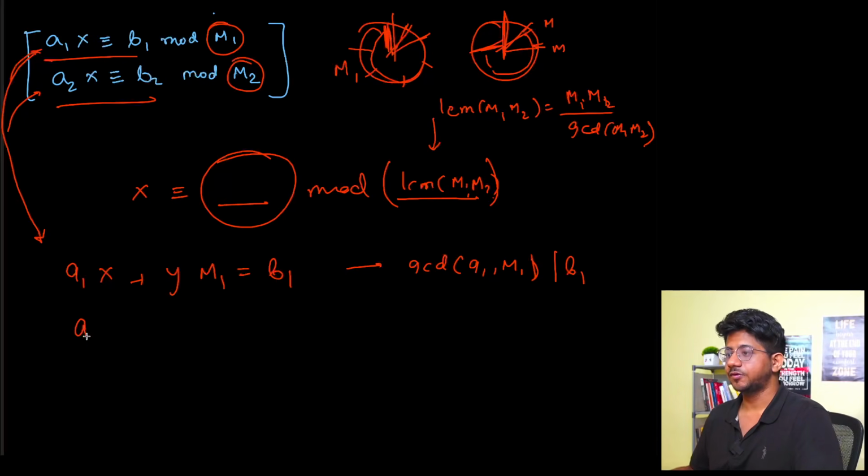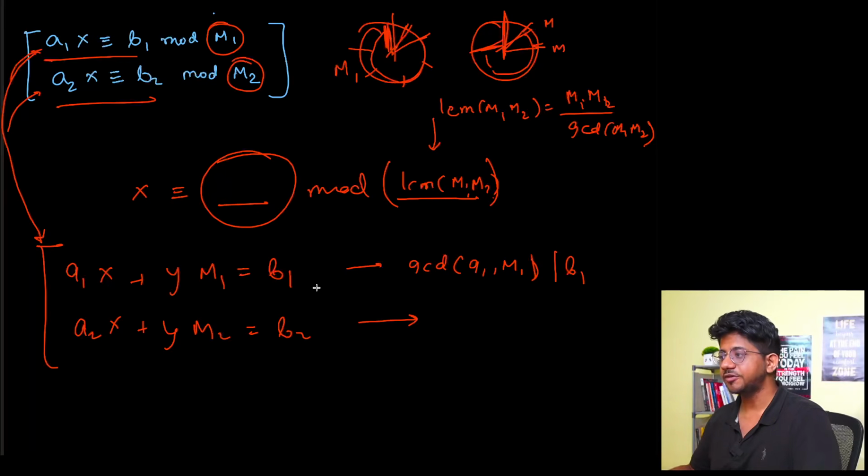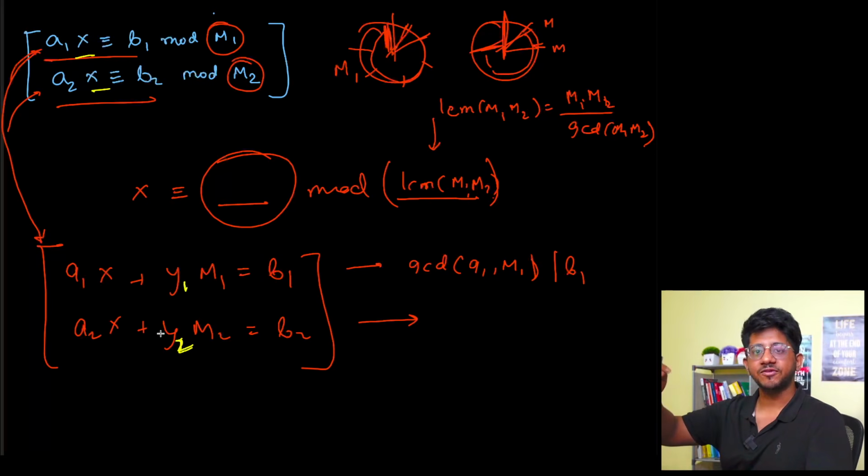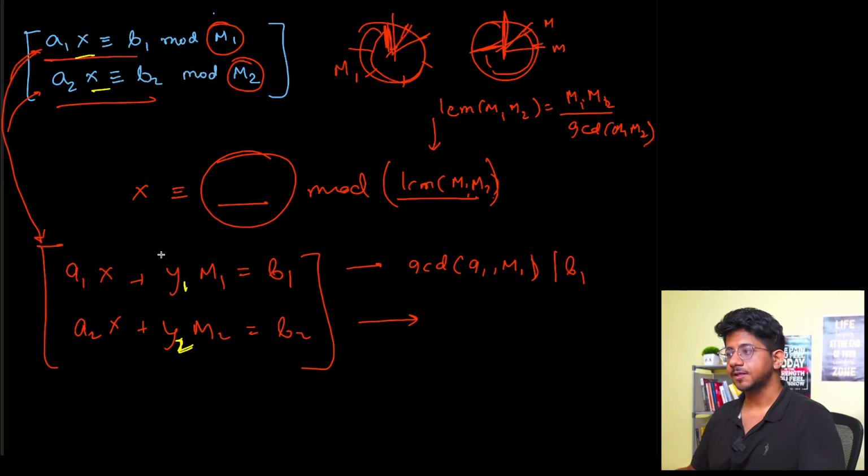Now for a2x plus y m2 equal to b2, you can again do the same check if it's possible to solve it or not. So now we basically have two simultaneous equations to solve. Note that over here the remainder was m1, over here the remainder is m2. So x remains the same, but this is going to be y1 and this is going to be y2. It's not the same, because there would be some different multiple of m which, when added or subtracted with a1x, will give us b1, and some different multiple of m which, when added or subtracted with a2x, will give us b2. So this will be y1 and y2. It's not the same thing.